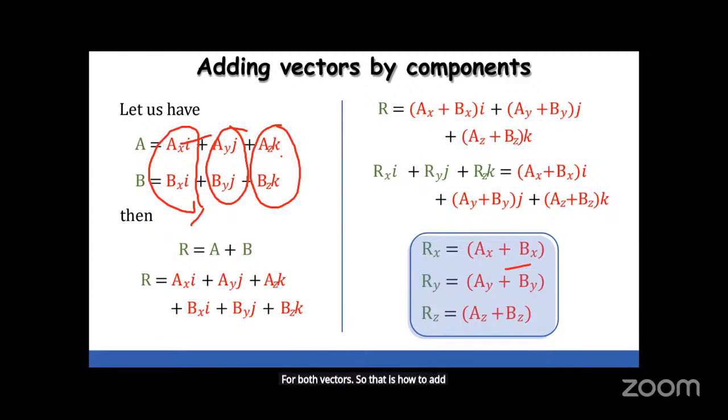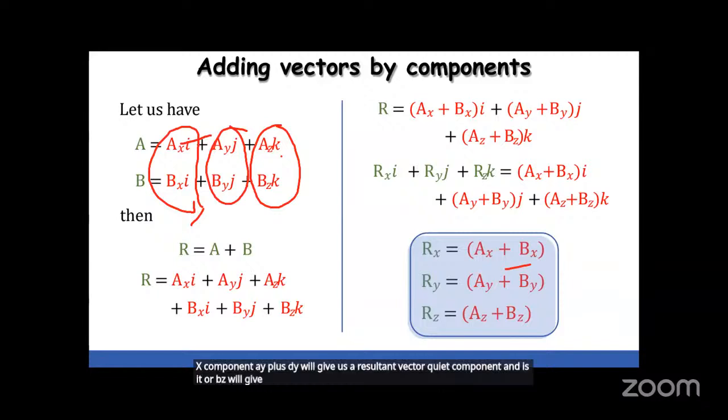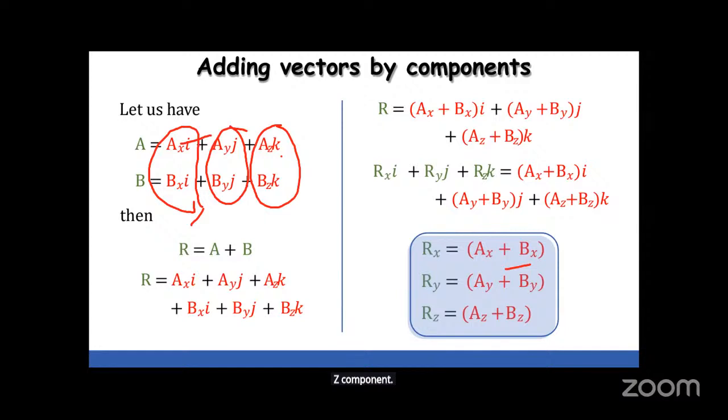So AX plus BX will give us the resultant vector X component. AY plus BY will give us the resultant vector Y component. And AZ plus BZ will give us the resultant Z component. That is for addition. We can also subtract. Even when you are subtracting, you subtract according to components.